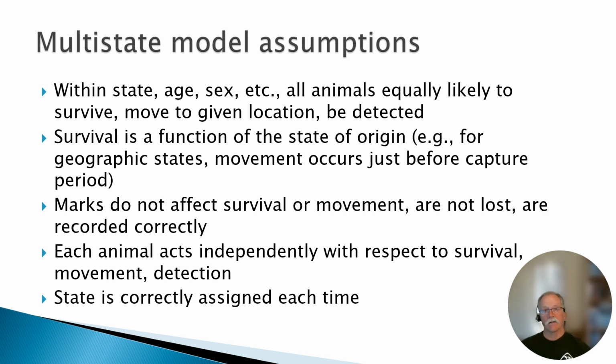Where you can get into trouble with that is with long-lived bird species that might pair up. If they tend to move together in pairs, then obviously their movement, survival, and detection are not going to be independent of one another. In that case, you might view a pair as a sample unit as opposed to each individual. And then state is correctly assigned at each time.